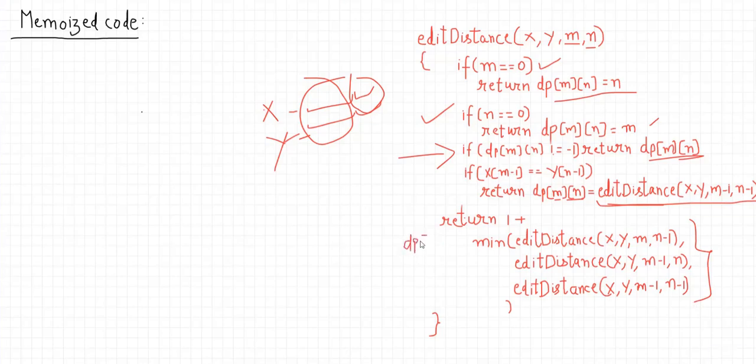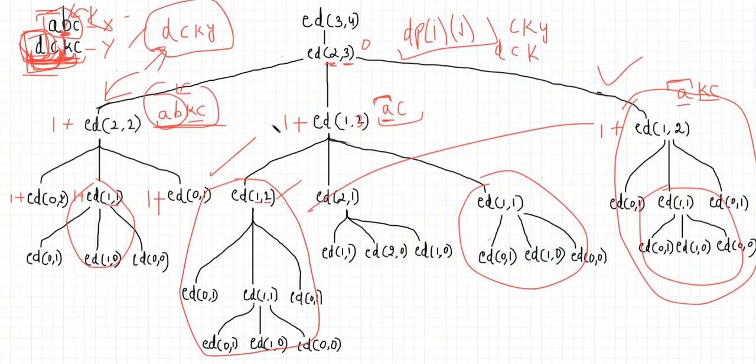I forgot to write the table here. So dp[m][n] is equal to 1 plus the minimum of edit distance calling for insert, edit distance calling for delete, and edit distance calling for replacement. This is how I am memoizing the results. This is very easy. Let's see how this has helped us a lot to reduce the time complexity.